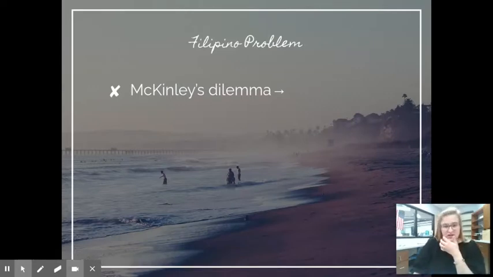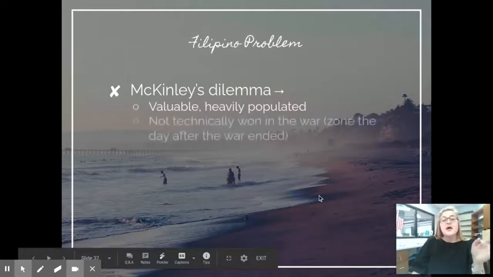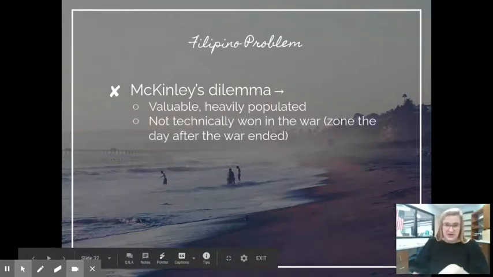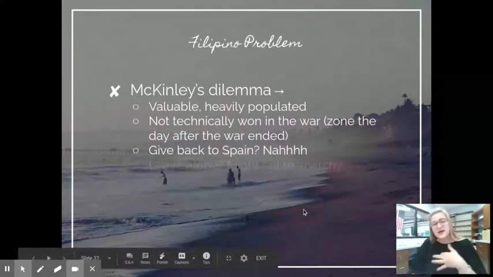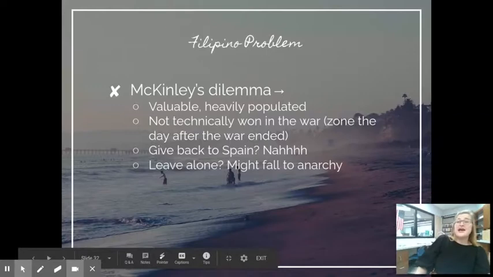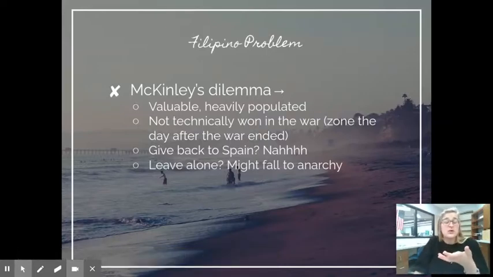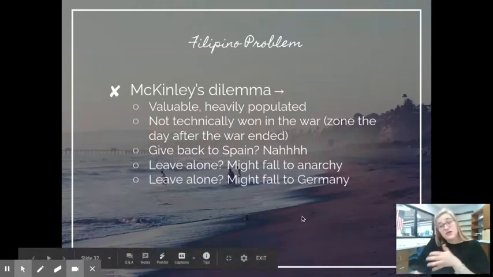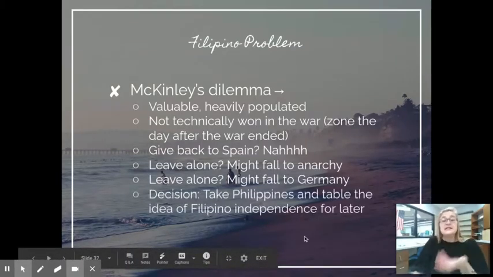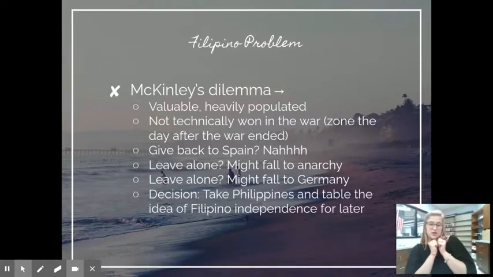And McKinley has an issue. The Philippines is larger than the British Isles. There's a population of 7 million people. That's great. Technically, we didn't win it in the war. We kind of got it the day after the war ended. So should we give it back to Spain? No. Should we leave them alone? Well, now they might turn into an anarchist government, like no one's in charge. Should we leave it alone? Maybe another country will come in and take it. So the decision was we're going to take the Philippines, call it a territory, and then we'll talk about what to do with the actual Filipino people later.